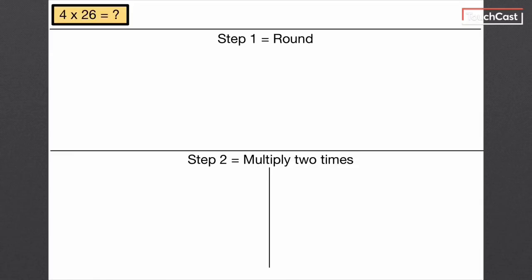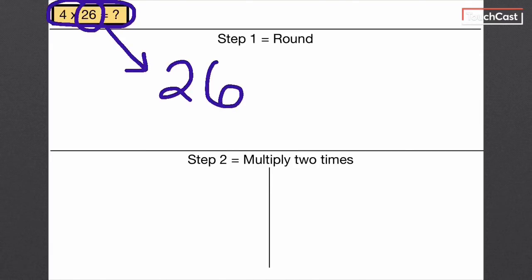So I'm going to start up here first. When I look at this equation, I'm talking about 4 times 26 today. The very first thing I have to do is look at the largest number between the two. The largest number is 26, so I'm going to take that guy, I'm going to bring him down here. I have 26 right there.